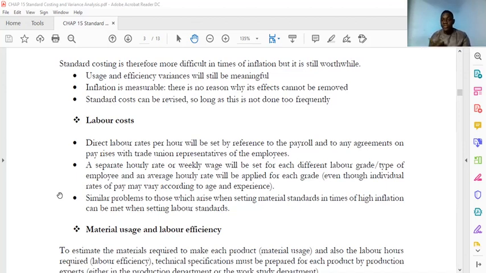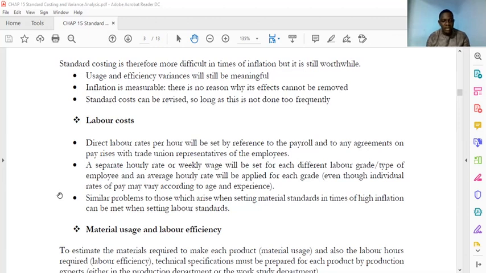So now we know in Ghana, we even have our labor ministry, where they will look at some of these things. So to set a standard labor cost, the direct labor rates per hour will be set by reference to payroll and to any agreement on pay rise with trade union representatives of the employees. A separate hourly rate or weekly wage will be set for each different labor grade or type of employee, and an average hourly rate will be applied for each grade, even though individual rates of pay may vary according to age and experience.